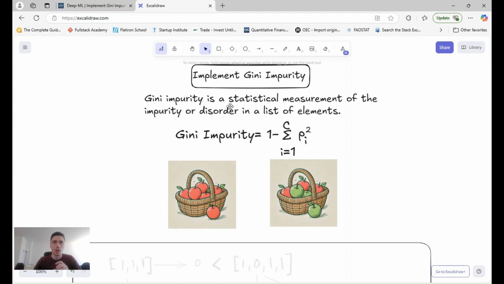Now this might be a little complicated to actually internalize and understand. And here's the formula for Gini impurity. Again, we don't understand what any of these elements are, and you're not supposed to. We're going to walk through it and understand everything from the ground up.